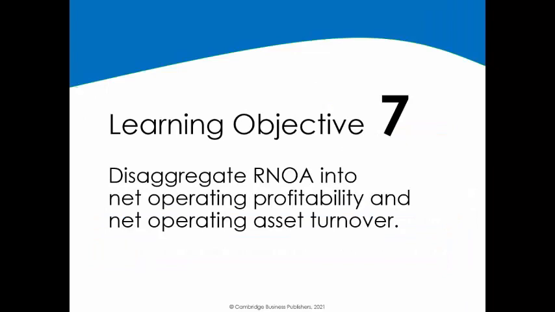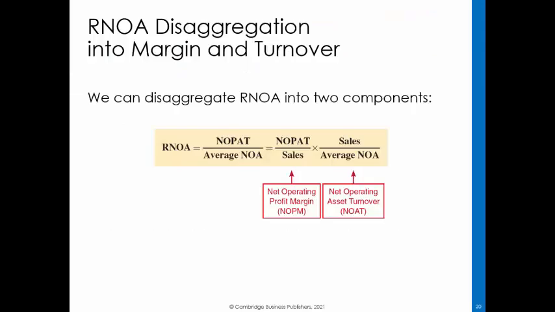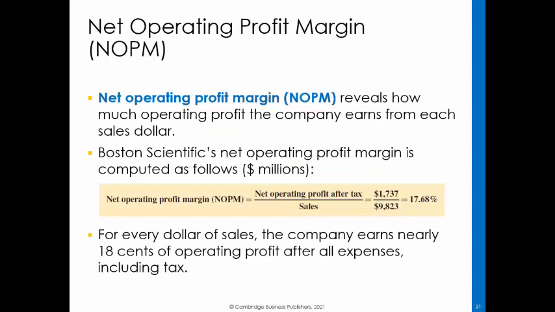In this learning objective, we will disaggregate return on net operating assets into net operating profitability and net operating asset turnover. Similar to the components of ROA, we can disaggregate RNOA into net operating profit margin and net operating asset turnover to gain further insights into a company's performance. Net operating profit margin reveals how much operating profit the company makes from each sales dollar. All things equal, a higher net operating profit margin is preferable.